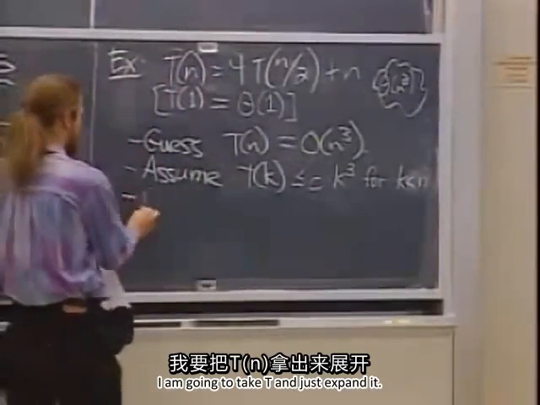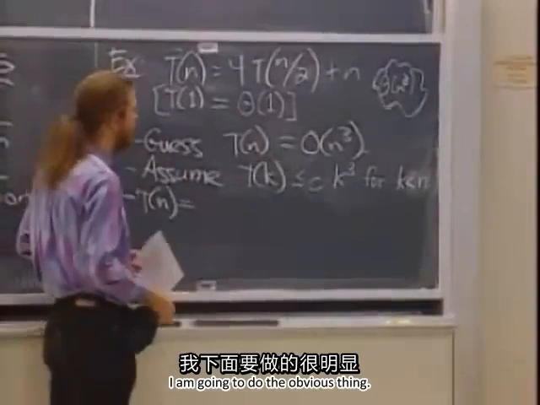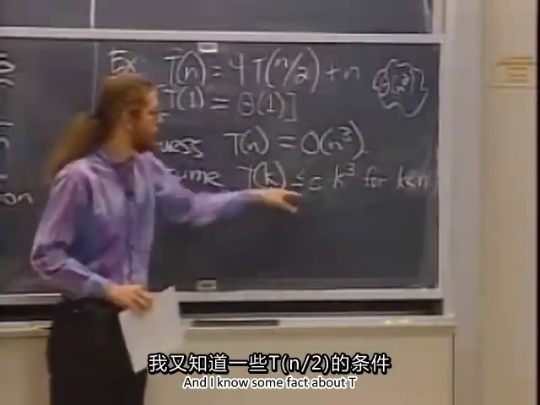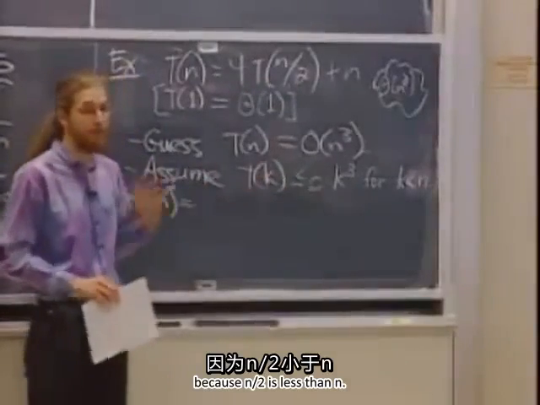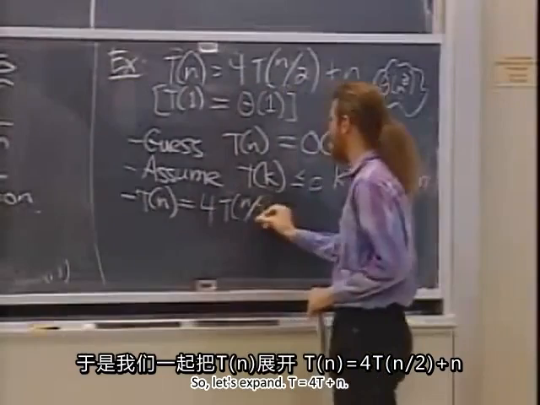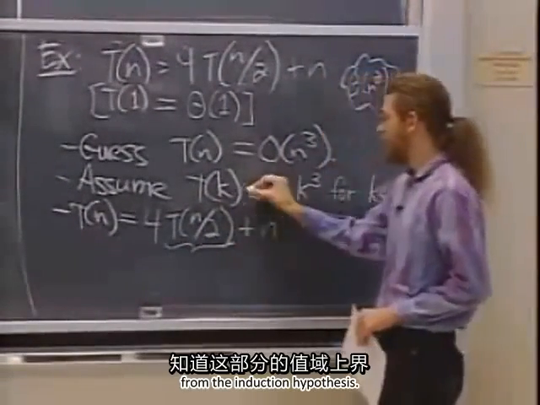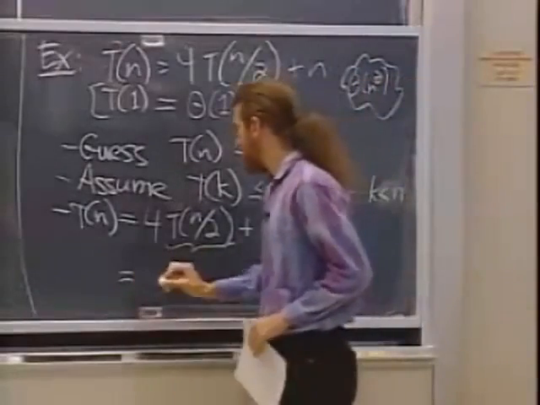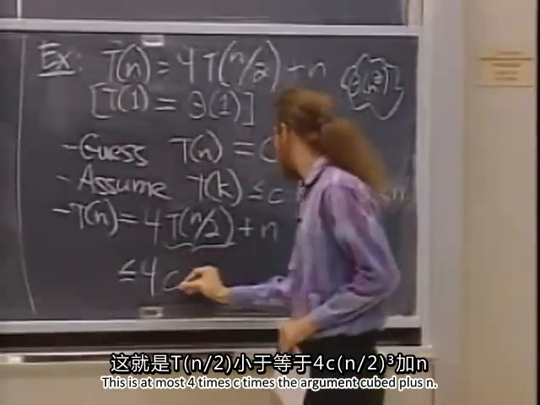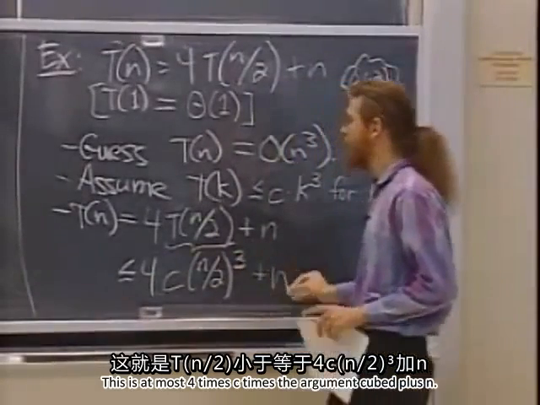So I'm going to take t of n and just expand it. I'm going to do the obvious thing. I have this recurrence, how to expand t of n. Then it involves t of n over 2, and I know some fact about t of n over 2 because n over 2 is less than n. So let's expand. T of n is 4 times t of n over 2 plus n. And now I have an upper bound on this thing from the induction hypothesis. So this is at most 4 times c times the argument cubed plus n.